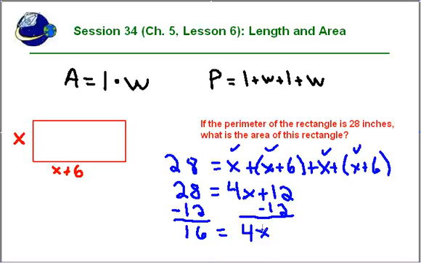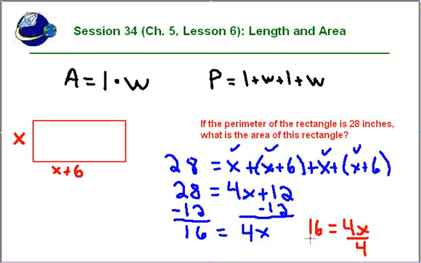Even though our x term is by itself, or 4 times x, the x literally itself is not by itself yet because it's still being multiplied by a 4. So how do we undo that multiplication? I'm just going to go over here and rewrite this real quick. We have 16 equals 4x, which is just what we had here, just rewritten. How do you get rid of the multiplication by 4? Well, you divide by 4.